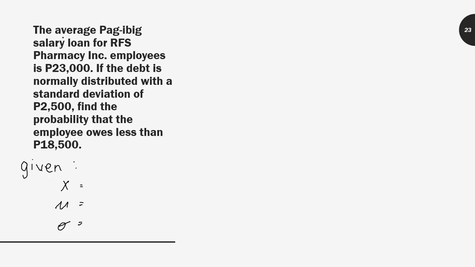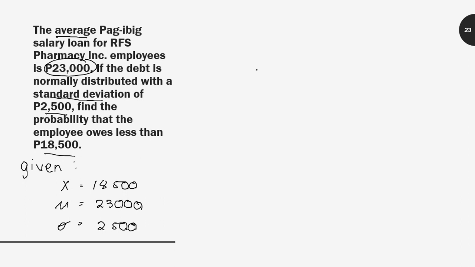Okay? So, from the first sentence mga anak, makikita nyo na agad yung word na average. And ang sabi dito, that is 23,000. Okay, so the mean on this example is 23,000. And then the standard deviation is 2,500. And then the value of x will be 18,500. So yan po yung mga kailangan natin na value na isa-substitute po natin later on doon po sa formula natin.